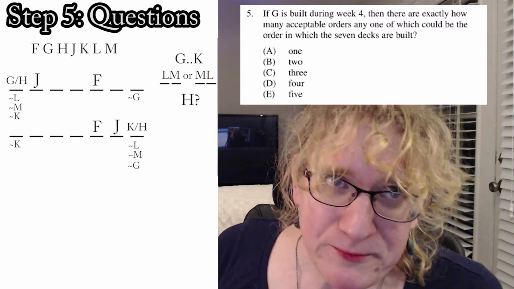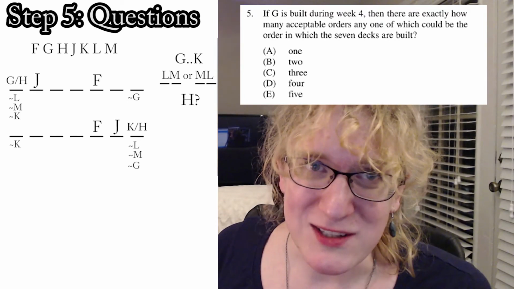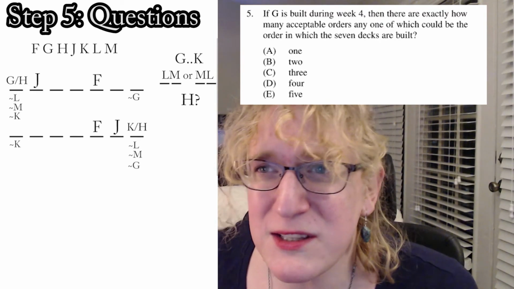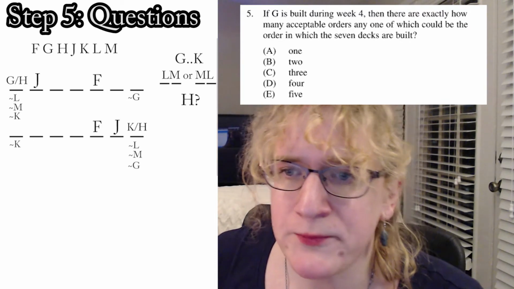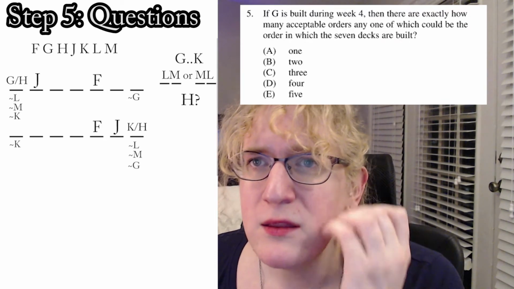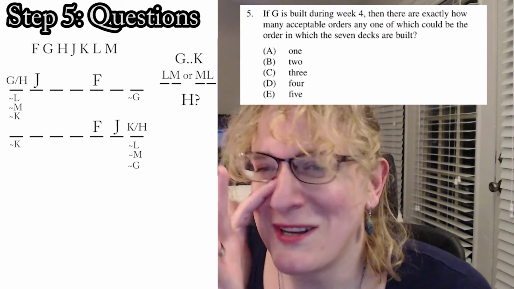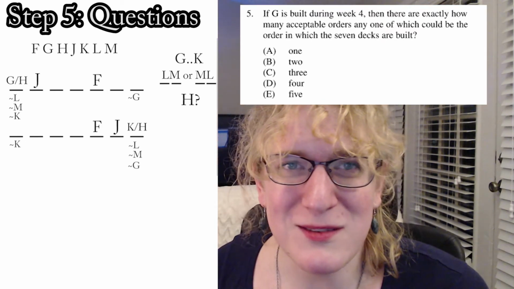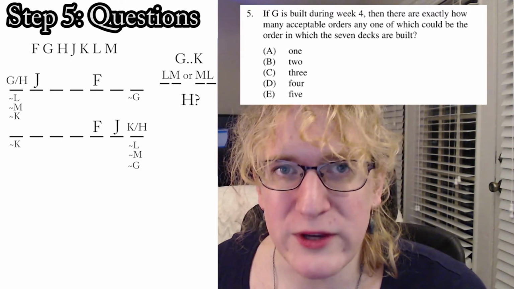Question 5. Another new if. New if, new sketch. If G is built during week 4. Interesting. Then there are exactly how many acceptable orders, any one of which could be the order in which the 7 decks are built. God, what a word spaghetti they love to make. Let's work on that new if first.